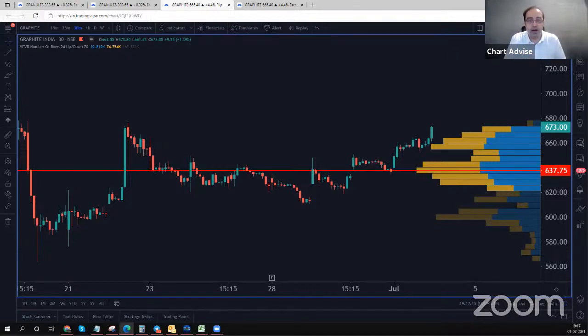I hope all of you are getting some insights on how to look at the market condition, how to look at the various sets of tools and techniques.